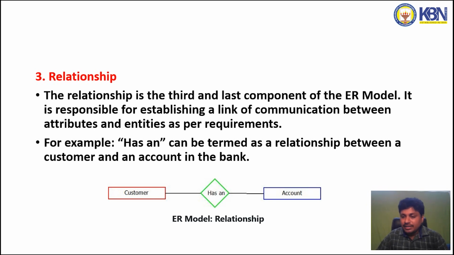Next, another component: relationship. The relationship is the third component in the ER diagram. It is responsible for establishing a link between attributes and entities as per our requirements. Suppose we take the relationship between a customer and an account in the bank. That relation name we can call "has an". So simply, in this relation model we can say the customer has an account. Customer is one entity, account is another entity, and "has an" is the relationship between the customer and account.